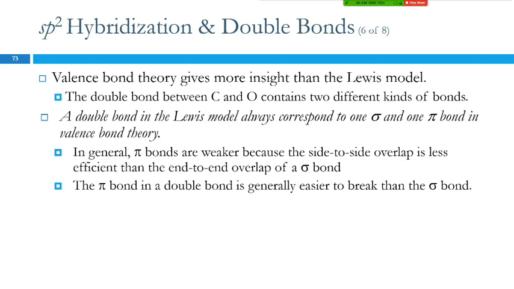We understand now that the double bond that we see between carbon and oxygen is not two identical bonds. It's actually two different kinds of bonds. One is stronger than the other, and we observe this experimentally, that the pi bond is easier to break than the sigma bond. The overlap is not as good. So anytime in the Lewis model that we see a double bond, we need to understand that it always corresponds to a sigma and pi bond in the valence bond theory.